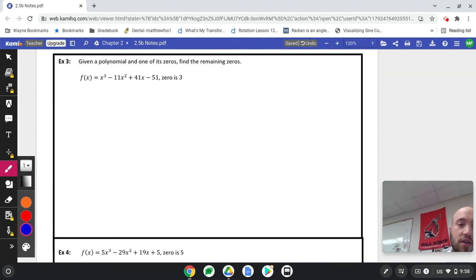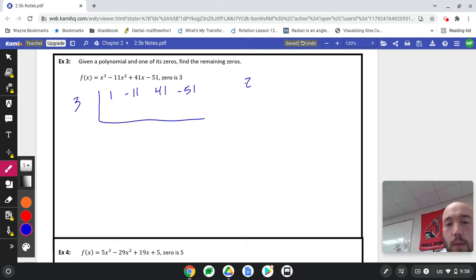All right, our next one, zero of 3. 1, negative 11, 41, negative 51. So our zero is 3. We're going to have 2 more. We drop the 1 down. 1 times 3 is 3. We add down, negative 8. Multiply, negative 24. We'll get 17. Multiply, we'll get 51. We get 0.